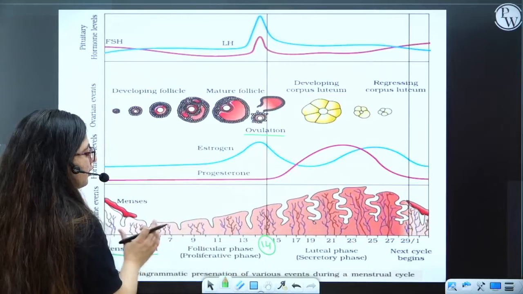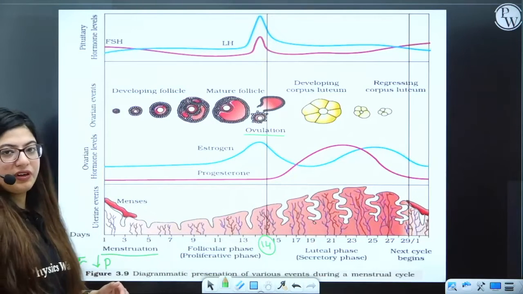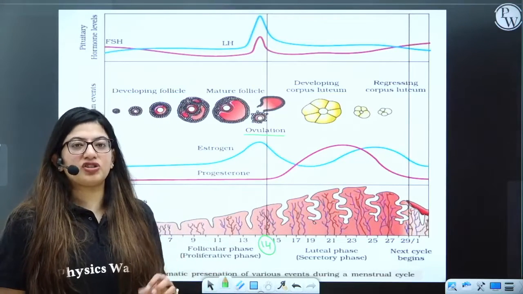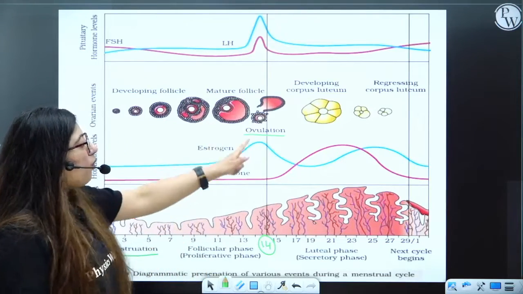There is proliferation of uterine epithelium also. So that's why this phase is known as the proliferative phase. Proliferative means growth, multiplication, dividing. Something is going up. So on the 14th day, the ovulation has taken place.